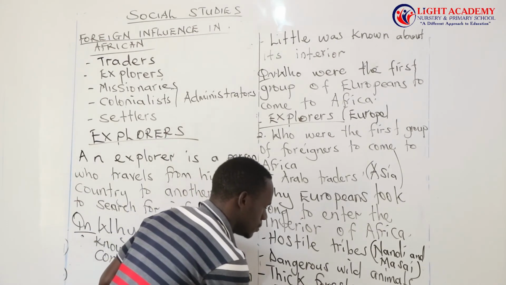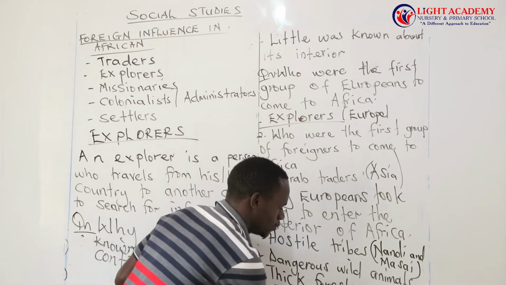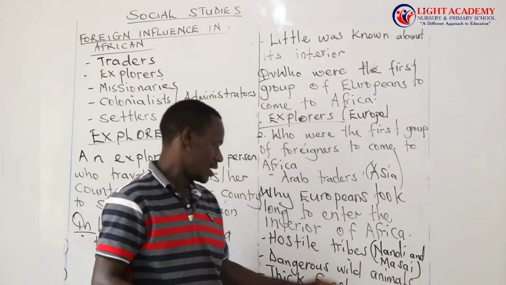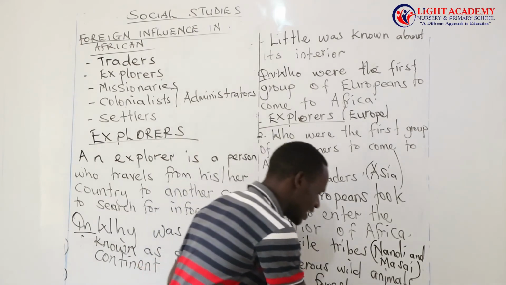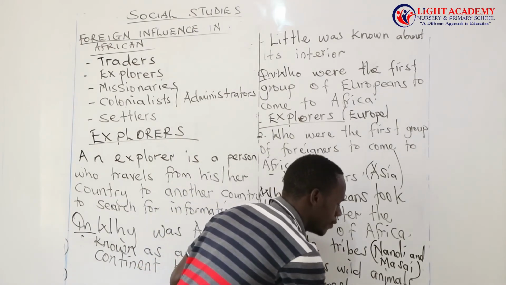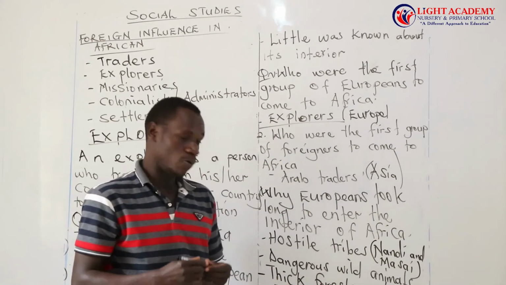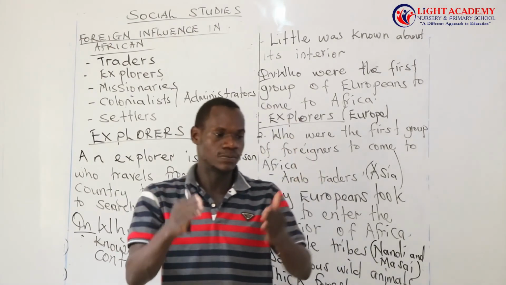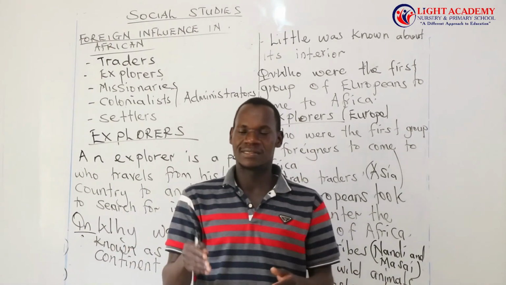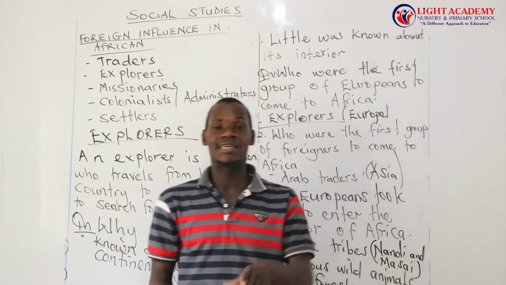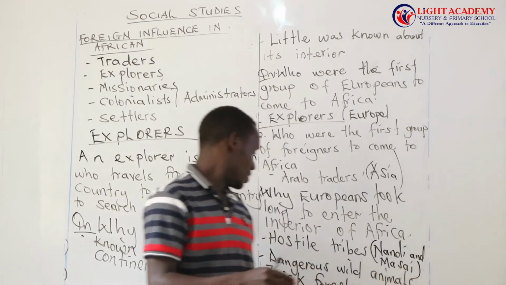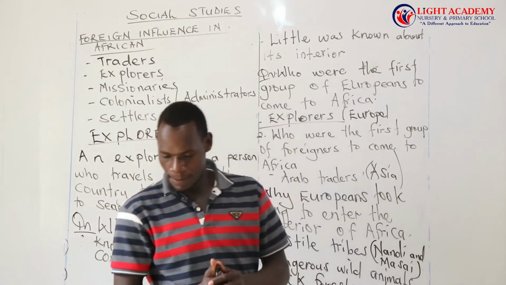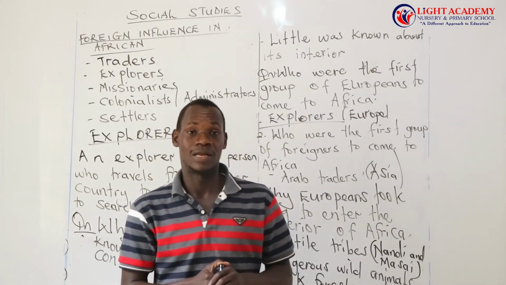Rough terrain. Spelling: rough terrain is T-E-R-R-A-I-N. The rough roads, or we can say the poor roads. There was no developed road network. Hence, they were facing problems going through the thick forests, going through the high mountains, the hills, the valleys, and crossing rivers. That is the rough terrain within the interior of Africa, which was also a problem to these explorers who came to Africa.